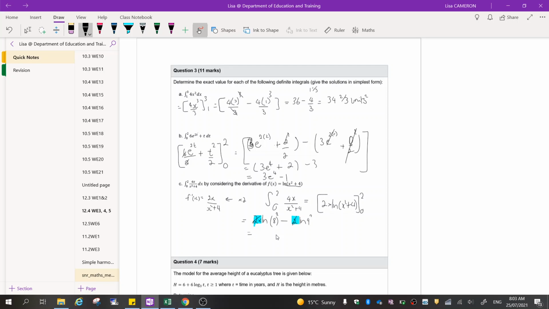When I've got two log functions subtracting, that means they're dividing. It's the opposite of our index laws. So 8 squared is 64, 4 squared is 16. That's going to give me ln 4, and that'll be my final answer. If you didn't have this sum memorized, you could just keep counting. 16 plus 16 makes 32, plus another 16 makes 48, plus another 16 makes 64, therefore there's 4 of them.